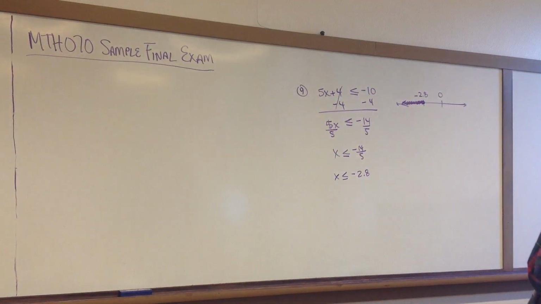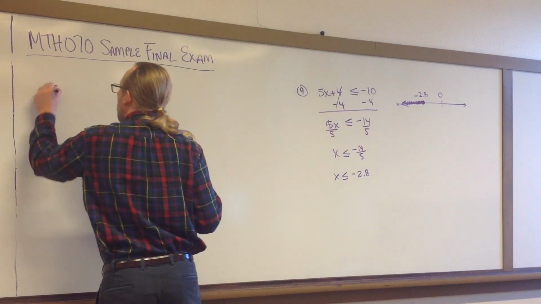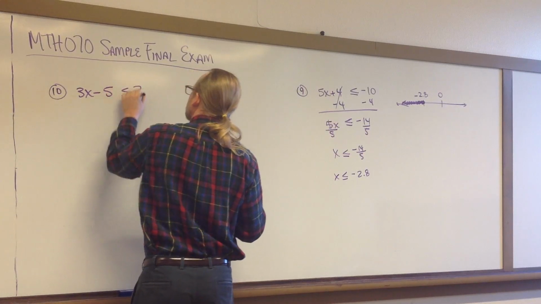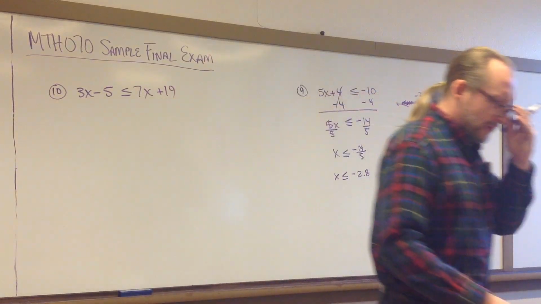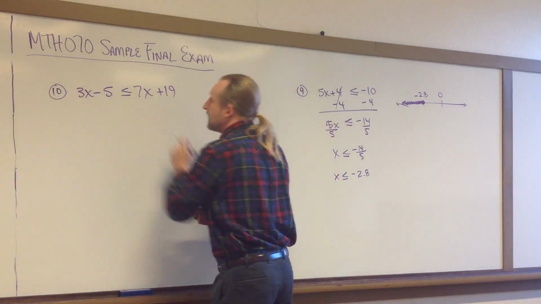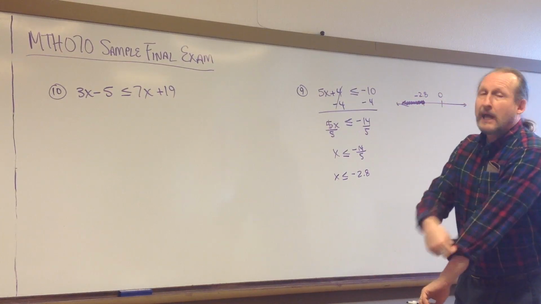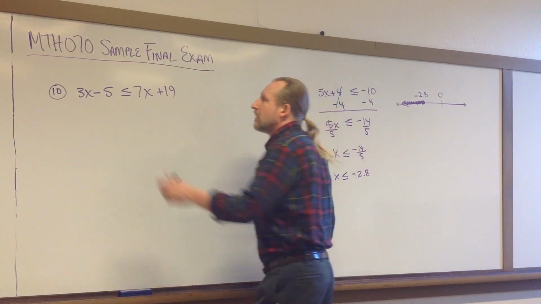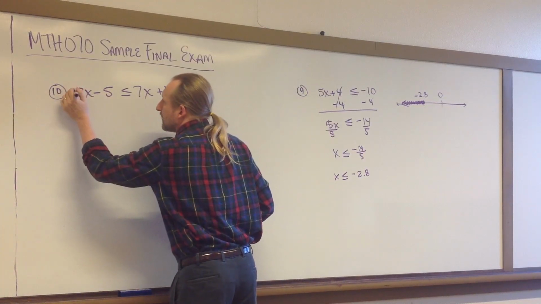Okay, let's see here. Problem 10. So 3x minus 5 less than or equal to 7x plus 19. So I'm going to do this problem two different ways. First off, I'm going to subtract 3x on both sides to move it over to be with the 7x. Okay? And then once I get done with that, I'll solve it the other way by moving the 7x over there.